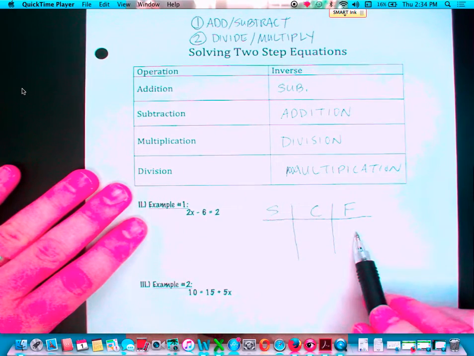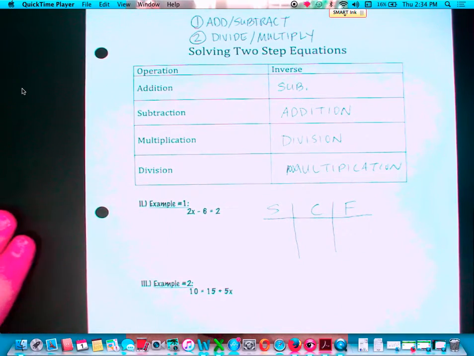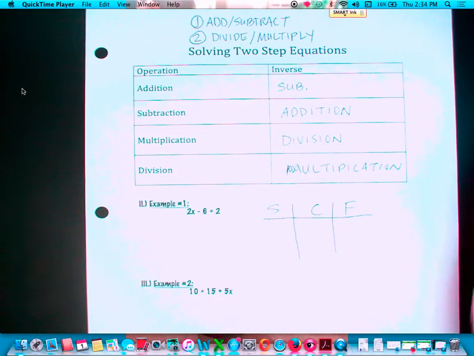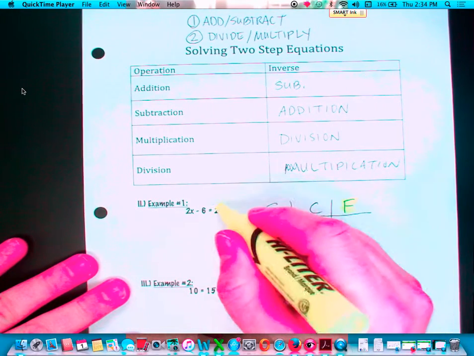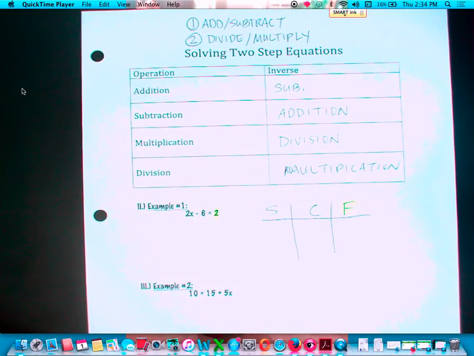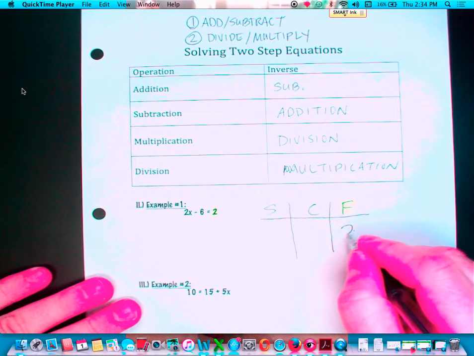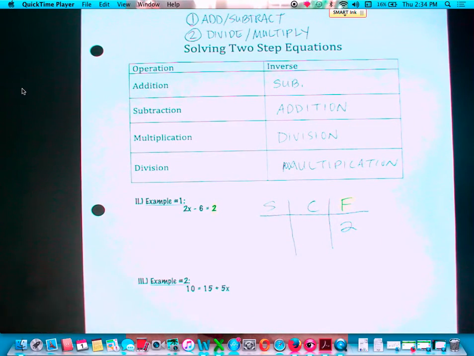So the first thing you need to do, remember, looking at our problem, is 2x minus 6 equals 2. And so we need to figure out what can we times by 2 and then subtract 6 to get the answer to be 2. So the first thing we need to find out is what our finish is. I'm going to highlight the finish in yellow, and there it is. The finish is going to be 2. That's what we're trying to get to.